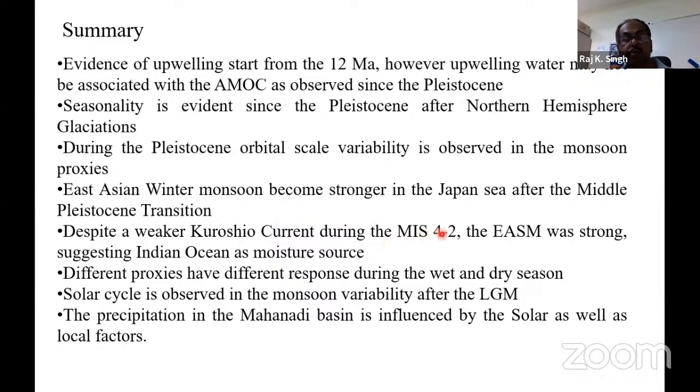During MIS 422, the Indian Ocean was a major moisture source for the East Asian summer monsoon, and different proxies have different responses during the wet and the dry season, so we have to look carefully at that. And the solar cycles are, like most of the studies suggest, the major variability other than the local factor as well as the regional factor influencing the monsoon after the LGM. And this Mahanadi basin is also influenced by the solar as well as local factors like cyclone formation and all these things.